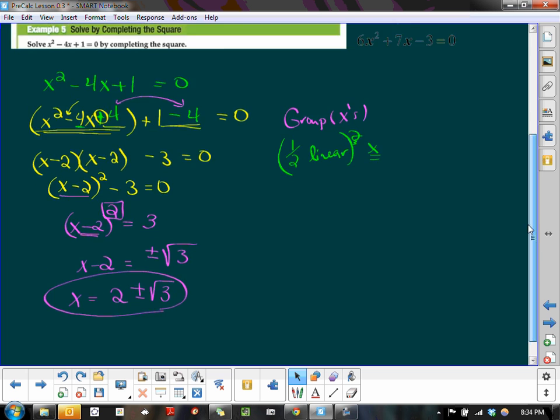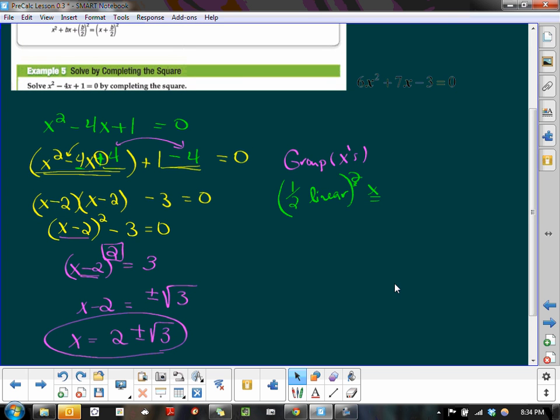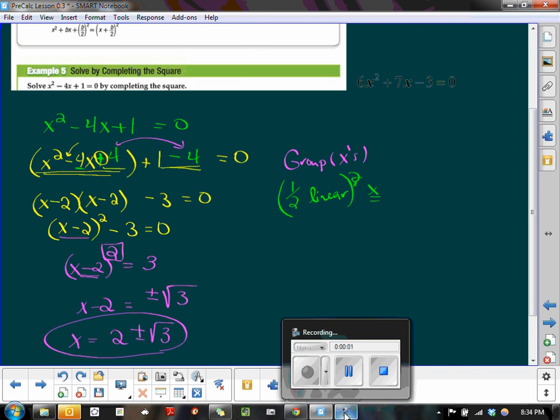Now I'm going to save this one. I'm going to come back and I'm going to show you a little bit more of an advanced completing the square problem.